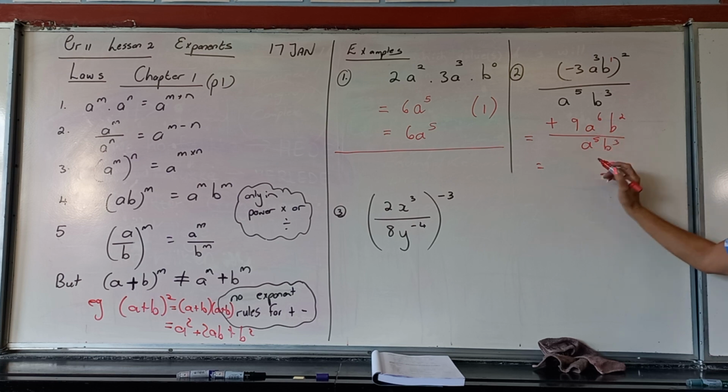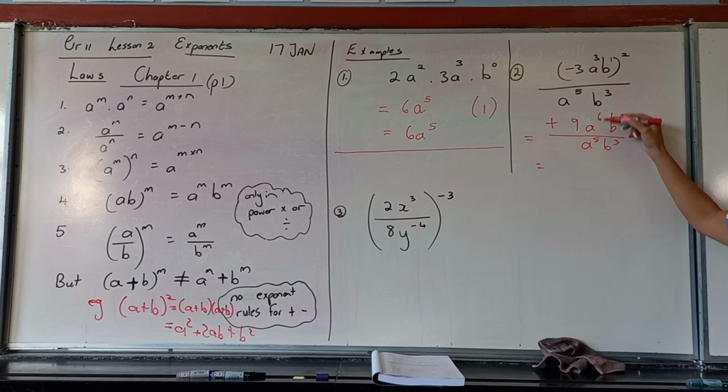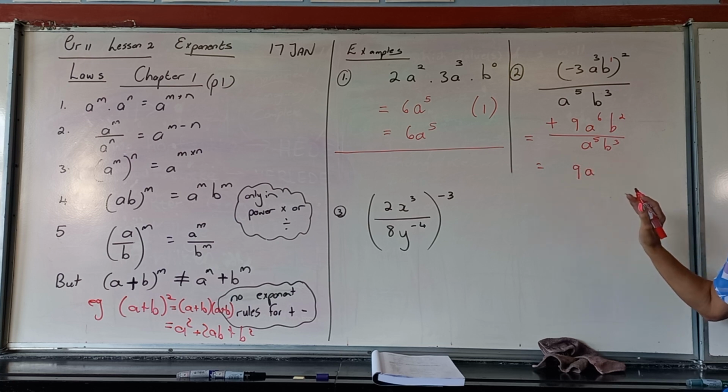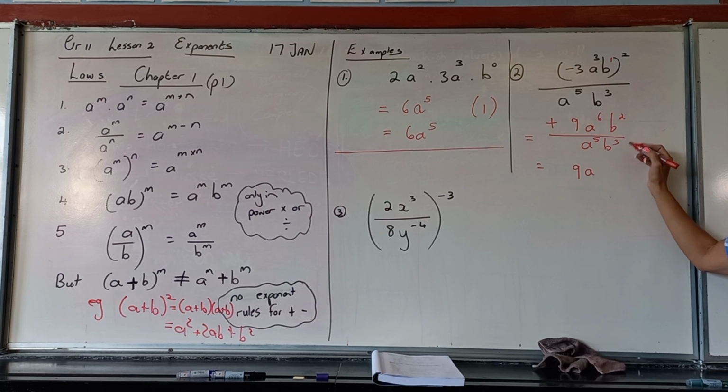So the A's are going to become A to the power what? 1, because it's 6 minus 1. So that's going to be A to the power 1. Do I need to write the 1? Oh, what about the 9? It'll stay there. And I don't have to write the plus. And what about the B? It'll be B to the power?